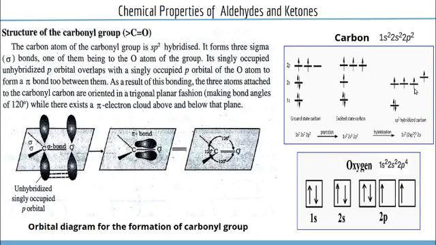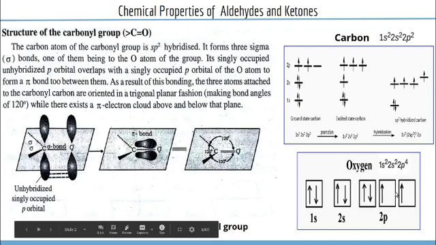energetically similar three sp2 hybridized orbitals, and this one is the unhybridized p orbital. And this is the electronic configuration of oxygen: 1s2, 2s2, 2p4. Two unpaired p electrons are here.